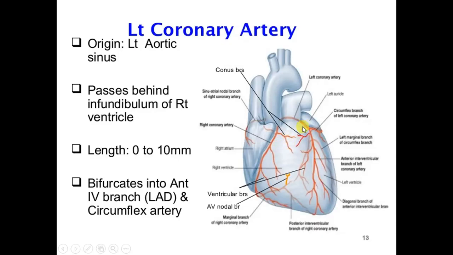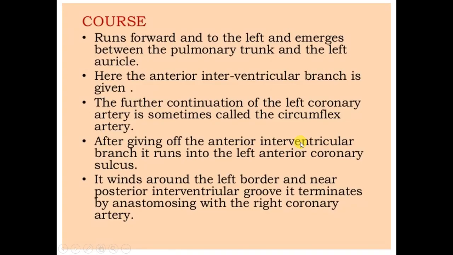So now we come to the left coronary artery. Here we see the left coronary artery arising from the left aortic sinus. Here we see it running towards the left side, behind the infundibulum of the right ventricle, and its length is 0 to 10 millimeters only, and then it bifurcates into the left anterior descending and circumflex arteries.